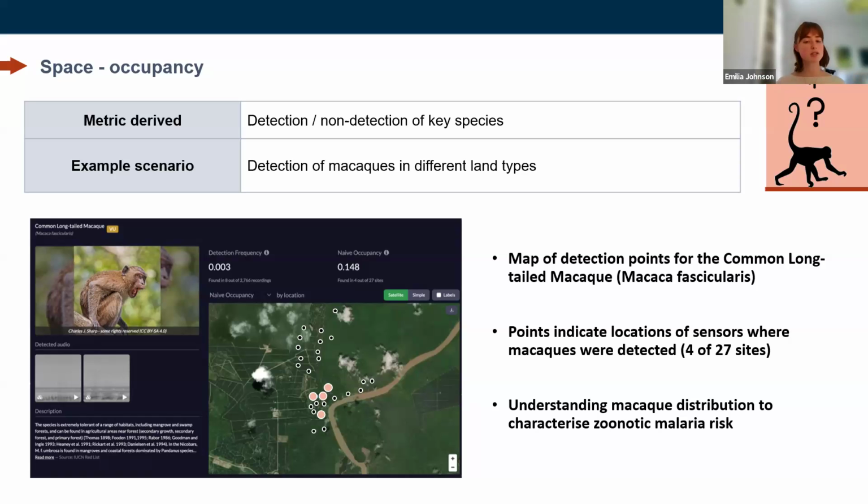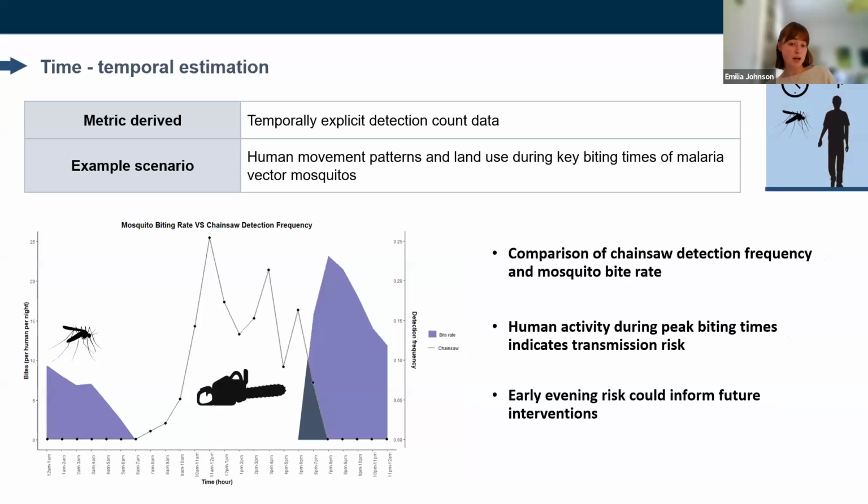Macaques aren't the most soniferous species, so there's a little bit of the typical challenges there. In time, temporal estimation can also provide valuable information for risk patterns. So for mosquito-borne diseases such as malaria, detection of human movement at critical times could be used to indicate heightened transmission risk, and could then be used to prioritize vector control, particularly in areas that are nearing elimination.